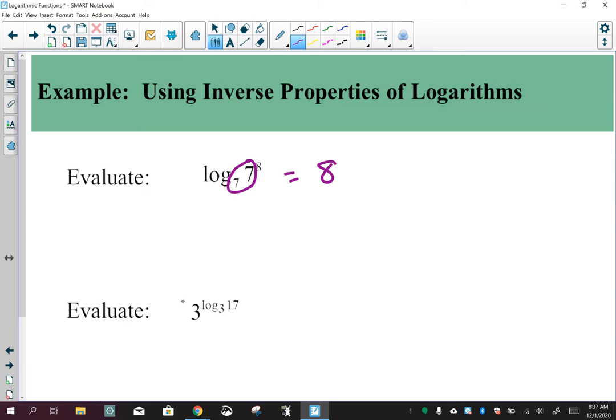When I take a look at this one here, I notice that this and this are exactly the same, so my answer is going to be 17. And that's just following the property. As long as those are the same, then you don't have to worry about anything else. You just write whatever that number or letter is that's right there. Okay?